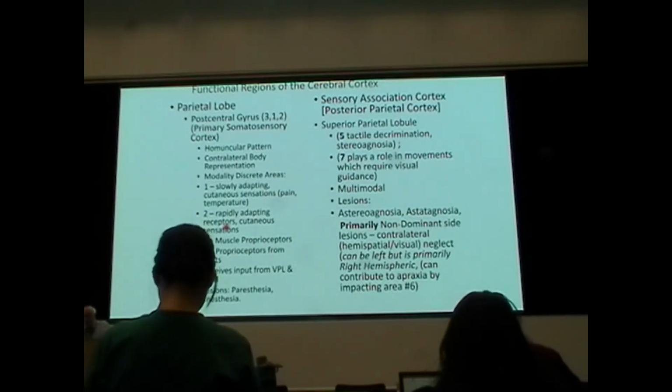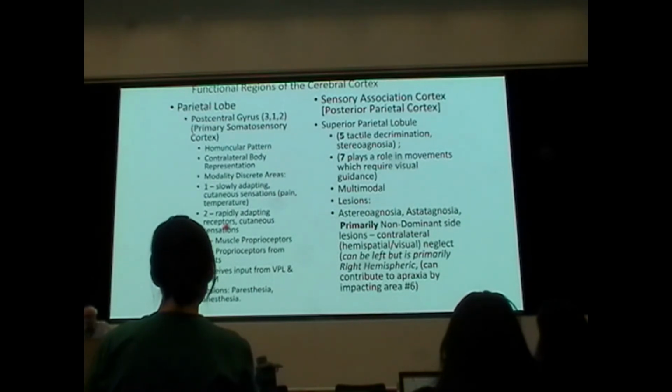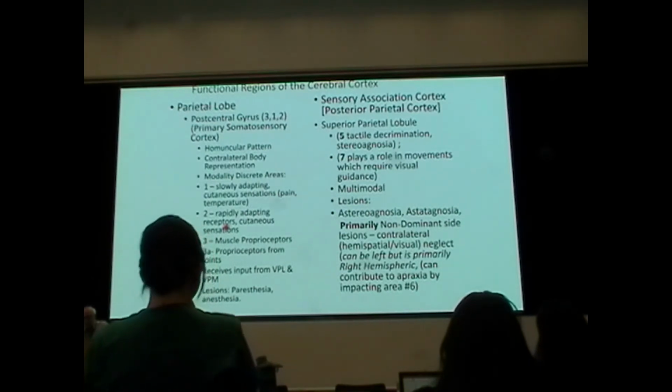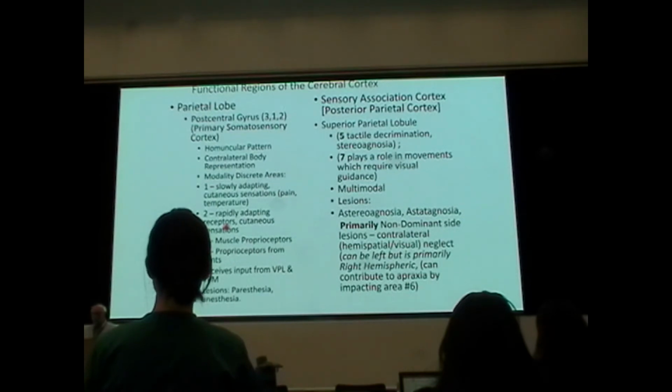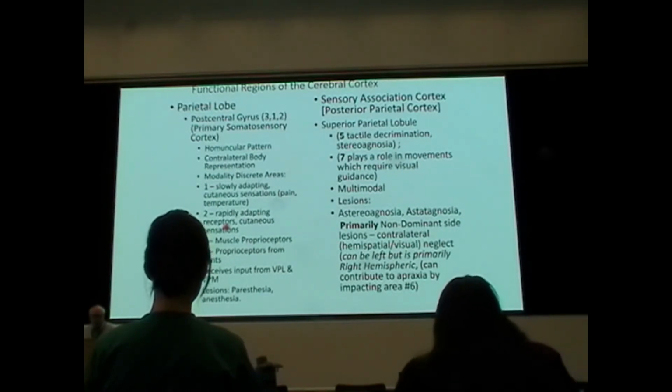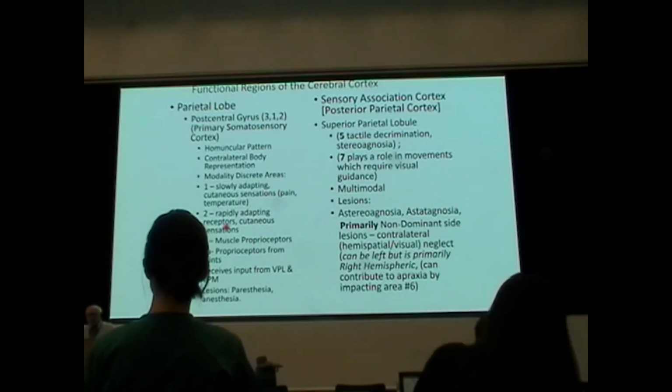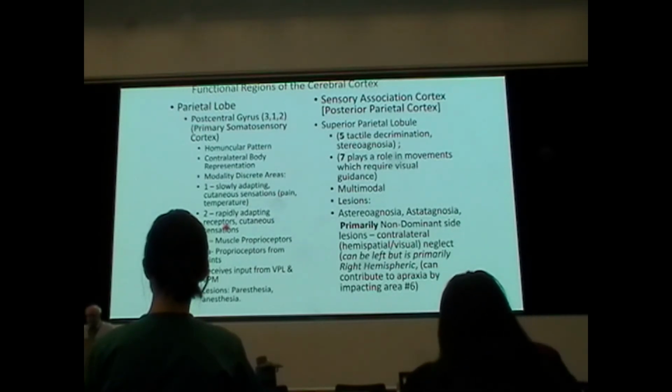Okay, then we go to what's called the posterior parietal cortical areas, the areas behind the postcentral gyrus. These are sensory association cortical areas. Superior parietal lobule is an area that is multimodal. It receives information. The province area 5 receives information in regards to tactile discrimination and stereognosia, being able to detect the shape of something that you are feeling, touching. Okay? Area 7 plays a role in movements which are guided by visual input. So this is an area that is coming from the visual cortex to here that is playing a role in this. Okay, these are multimodal.